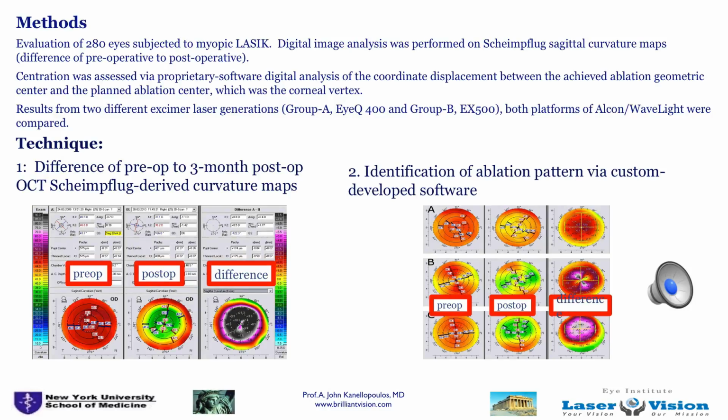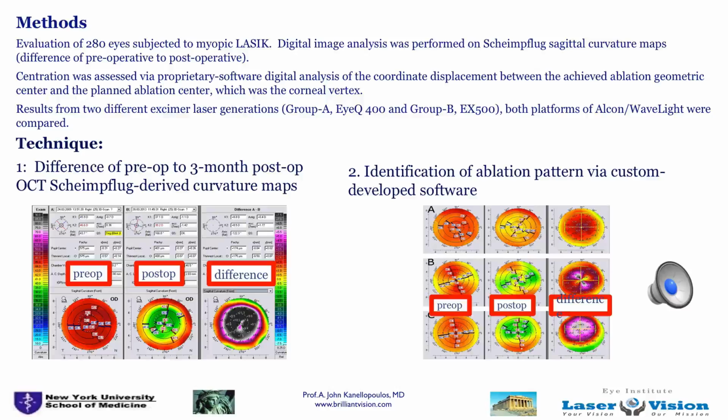So we looked at a very large number of cases, 280 eyes that were treated for myopic LASIK, and we were able, by using our proprietary software and the difference maps that derive from the pre-op, as you can see on the bottom right on this slide, and the post-op, the difference map gives us the actual ablation performed, and that ablation is centered on the cornea apex where all these procedures were planned.